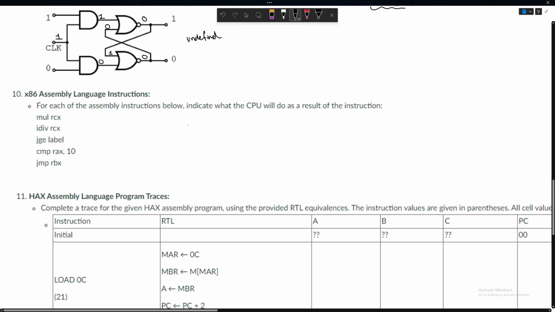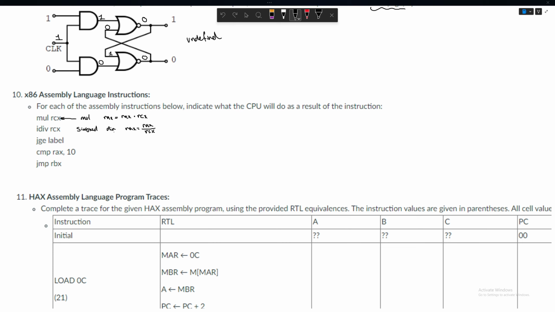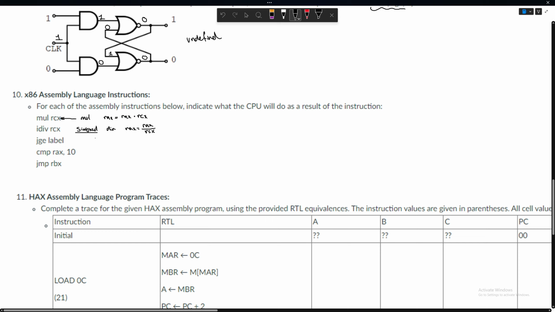For each of the assembly instructions below, indicate what the CPU will do as a result of the instruction. Mul. Now, a mul will do RAX equals RAX times whatever register you gave, which is RCX. Divide, RCX will do signed. So this is signed. We'll divide, RAX equals RAX divided by RCX. Yeah, just don't forget that this is signed.